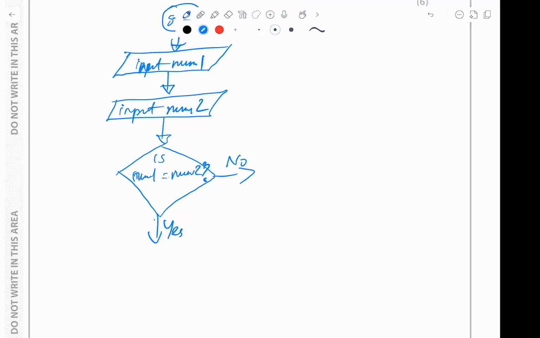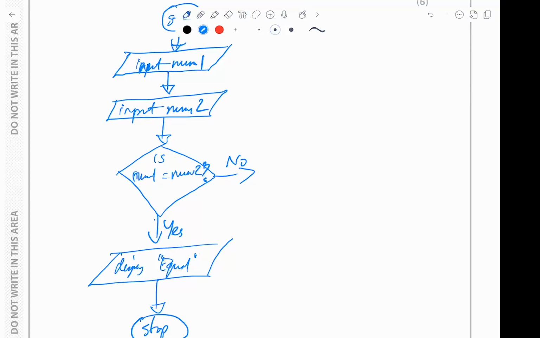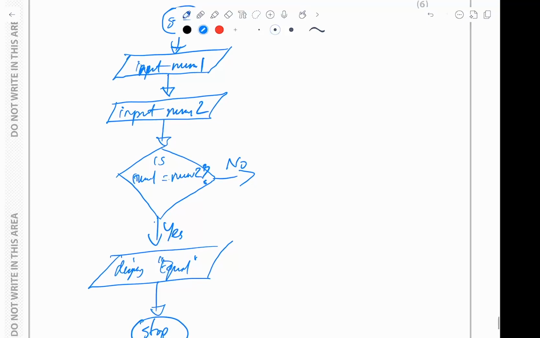So if it's yes, we can display equal, because they're the same. And then we can stop the program, can't we? Always have these terminators. There's always a mark there for terminating it. Now, if it's a no, we can have other decisions to make. Is number 1 greater than number 2? It's either going to be yes or no. So I'll put yes here.